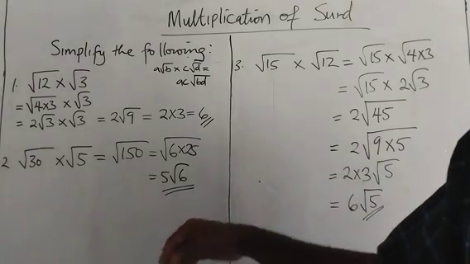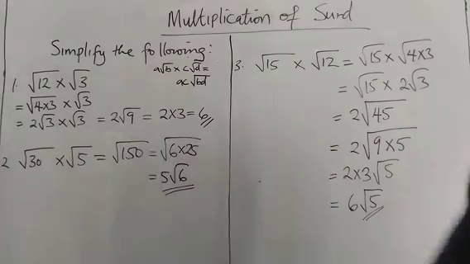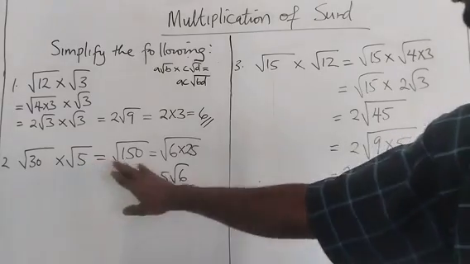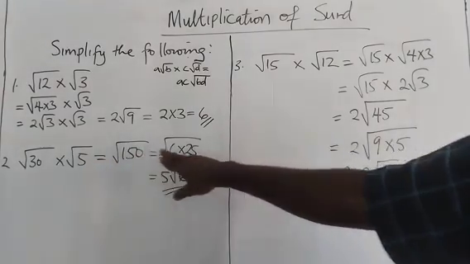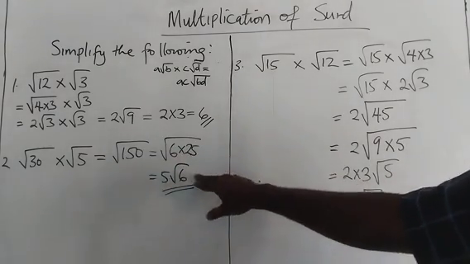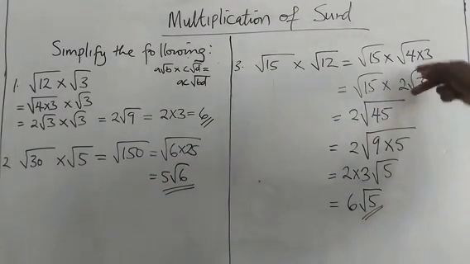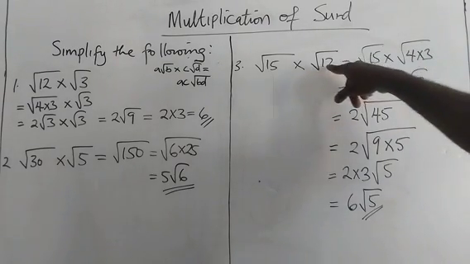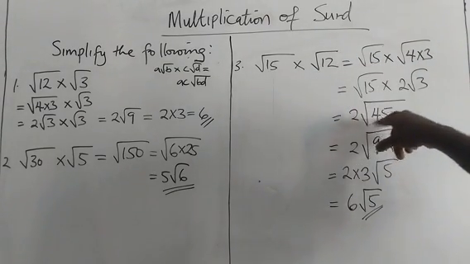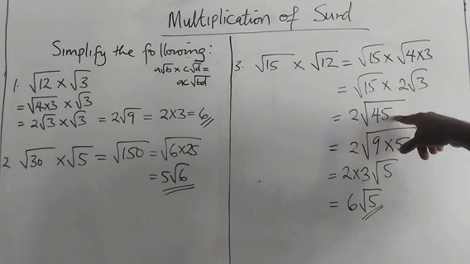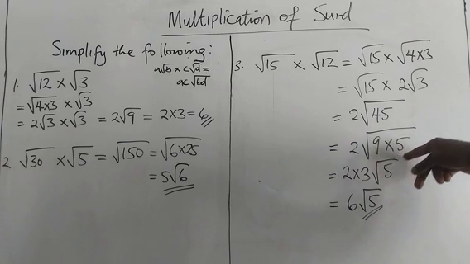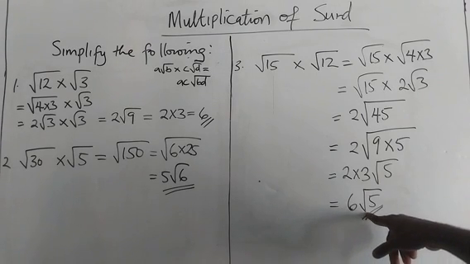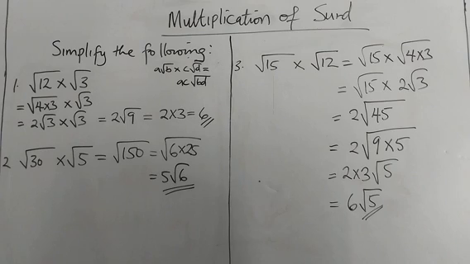We saw it in the second question, where after multiplying 30 and 5, we got 150. We simplified 150 and we got 5 root 6. We also saw it here in the last question. Even after the initial simplification of root 12, we still got 2 root 45, and 45 is still big. We went down further to simplify 45, and we got 6 root 5 as our final answer.